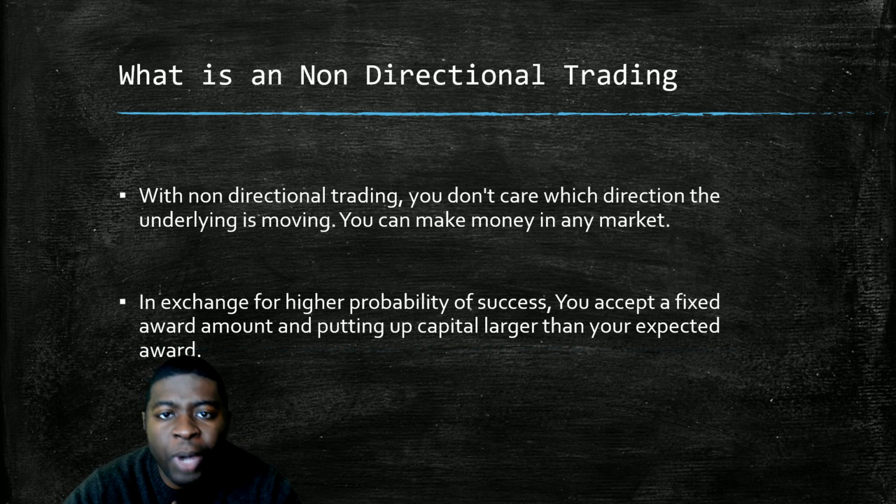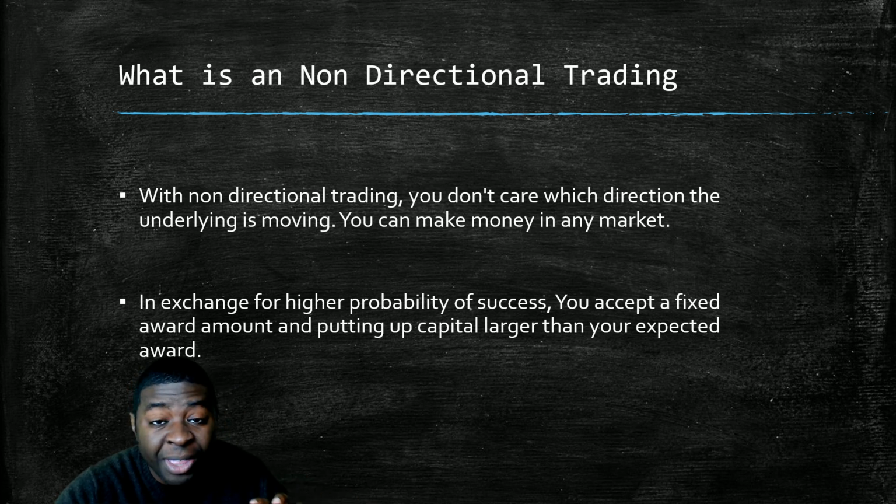So what is non-directional trading for people who don't know? With non-directional trading, we basically don't care about the direction that the underlying is moving. And I wouldn't say we don't care too much, but we basically are trading in a range, right? You can make money in any market using non-directional trading, but the gist of it is we care about the stock or the underlying being in a certain range, and we can bet on that range and make money on that.